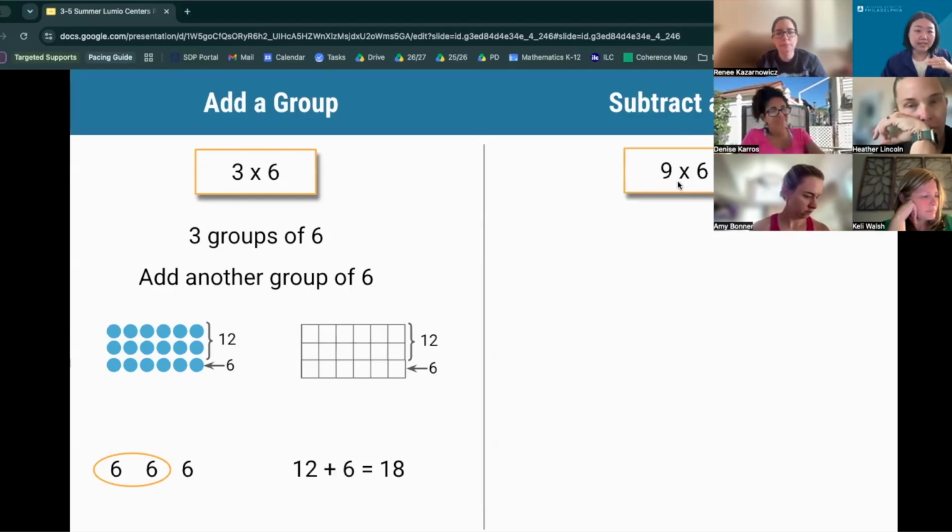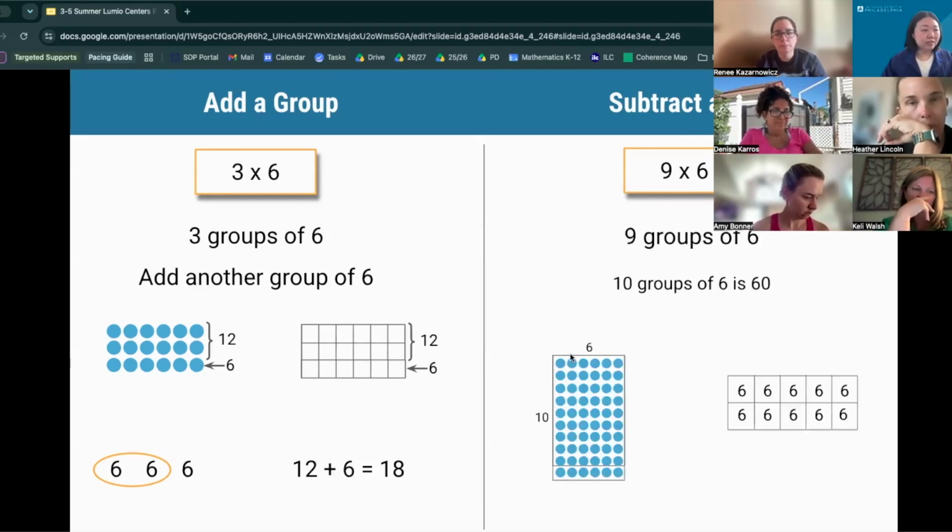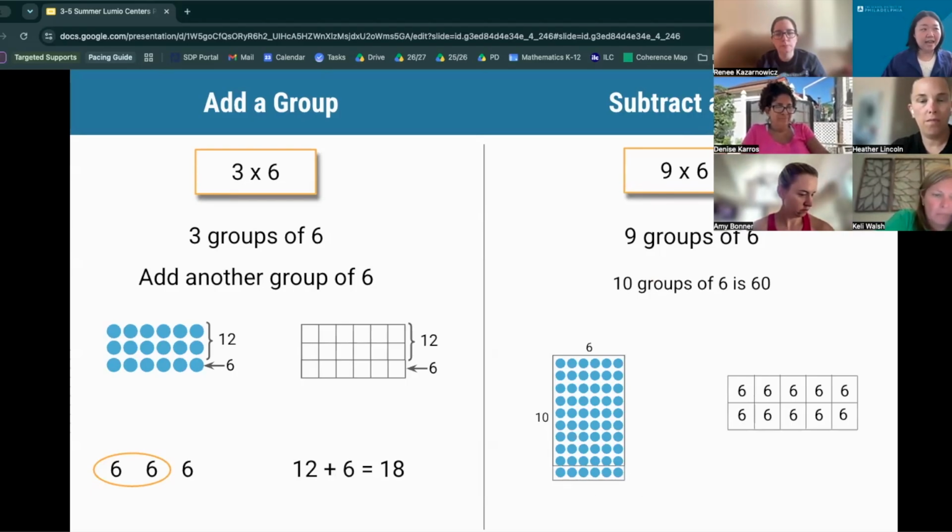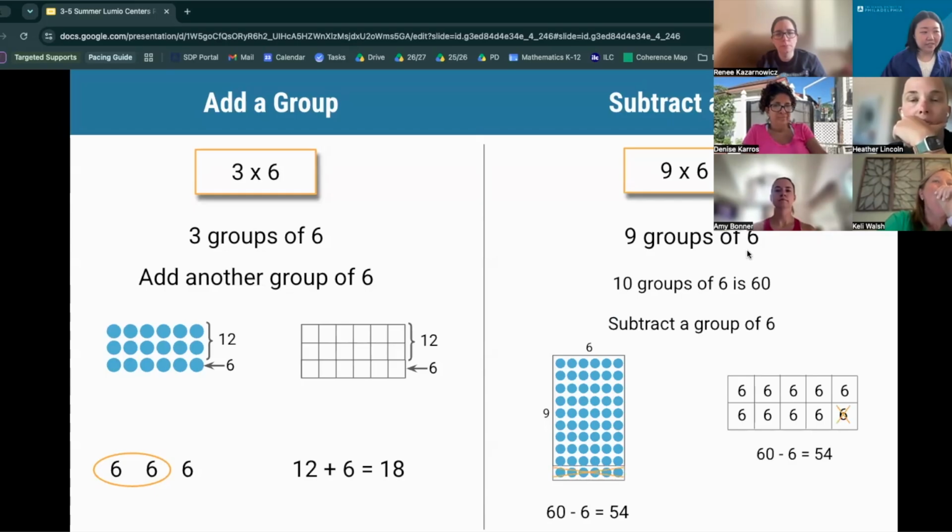Because when I do 9 groups, I can anchor it with my understanding of 10 groups. So if I know 10 groups of 6 is 60, I can subtract a group of 6 to get 9 groups. So here, if I subtract a group of 6, take away 6, I get 54. So that's add a group and subtract a group.